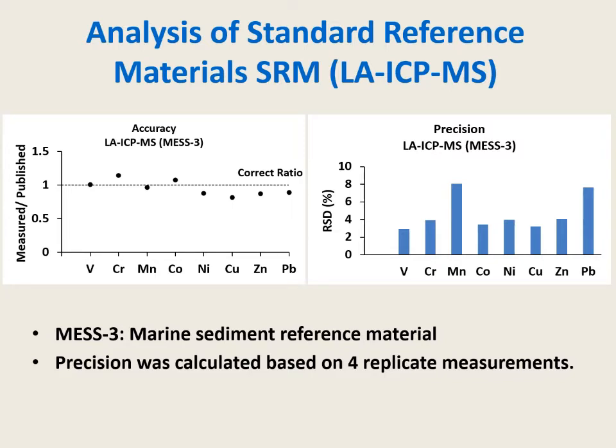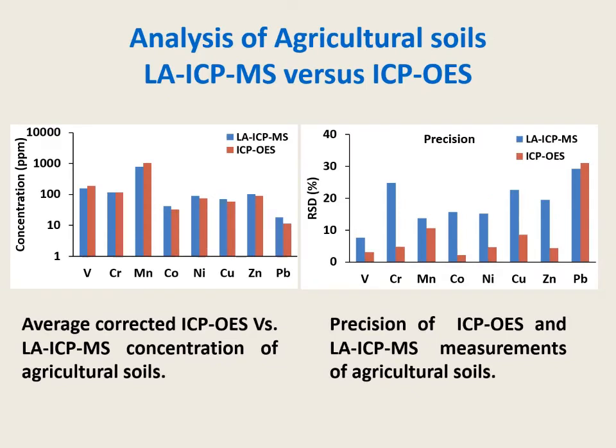Laser ablation ICP-MS gives accurate measurements with minimal sample preparation. As shown in these figures, the accuracy and precision using laser ablation ICP-MS. Analysis of agricultural soils, laser ablation ICP-MS versus ICP-OES. This figure shows the concentrations of the heavy metals in parts per million by using laser ablation ICP-MS and ICP-OES, and the precisions of the two techniques.